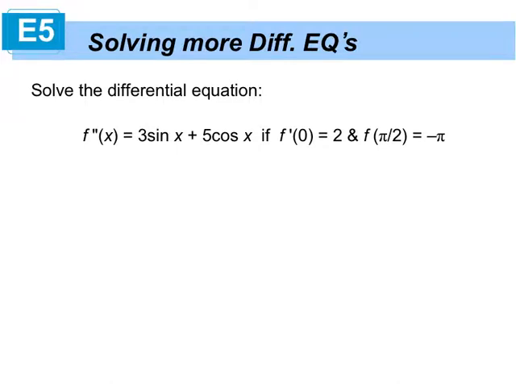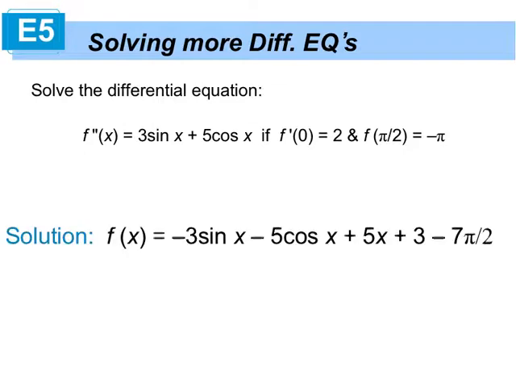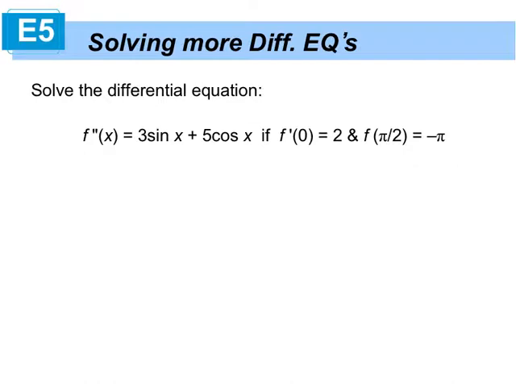Casey, what do you have for your first antiderivative? In other words, what's f prime? F prime of x equals negative 3 cosine x plus 5 sine x plus c. And then you plugged in what? I plugged in 0 for x and set it equal to 2. And c turned out to be 5. Good. Let me write that down.